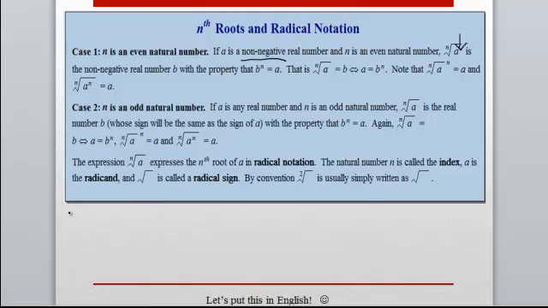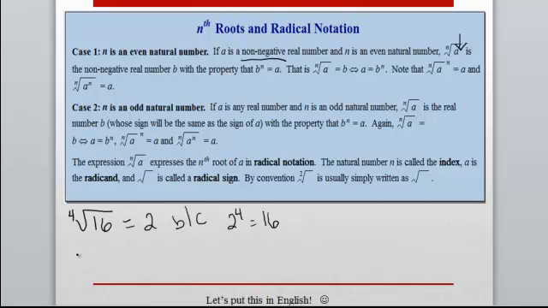So if you have an even radical or an even root, let's say we take the 4th root of something. Let's say the 4th root of 16. Well, the 4th root of 16, by the way, remember this has to be positive if this is even. So the 4th root of 16 is equal to 2 because 2 to the 4th power equals 16.